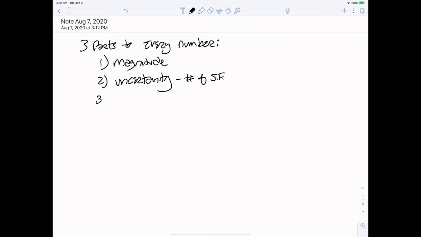And then the third part is our unit. So 3 what, right? 3 centimeters, 3 inches, 3 miles, 3 apples. If I just say the number 3, what is it that we're referring to? So what's the actual number? The magnitude. Our uncertainty, which we're going to show using our number of significant digits, and then our unit. What is it we're actually talking about?